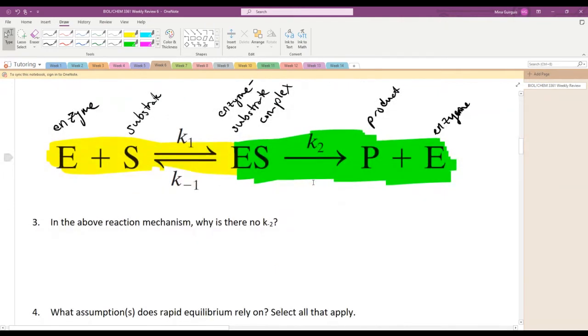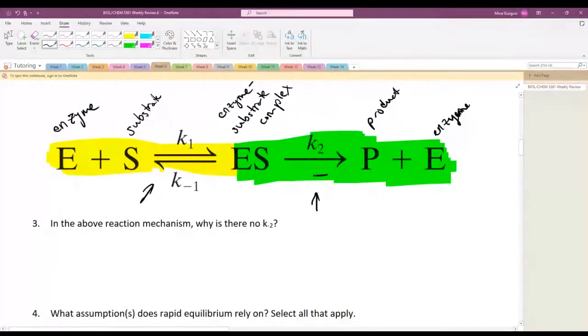So number 3, in the above reaction mechanism, why is there no K-2? If you'll notice, there are double arrows here, single arrow here. We have K1 for the rate of the formation of the enzyme substrate complex from the enzyme and the substrate, K-1, the rate of the degradation of the enzyme substrate complex into enzyme and substrate, and then K2, the rate of the enzyme substrate complex degradation into product and enzyme. We don't have a K-2 here.